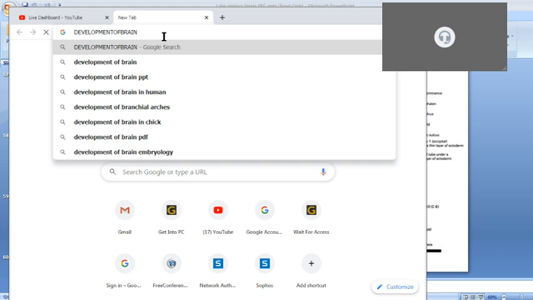I'm just bringing the image from the net. It is slow, it is taking too much time.